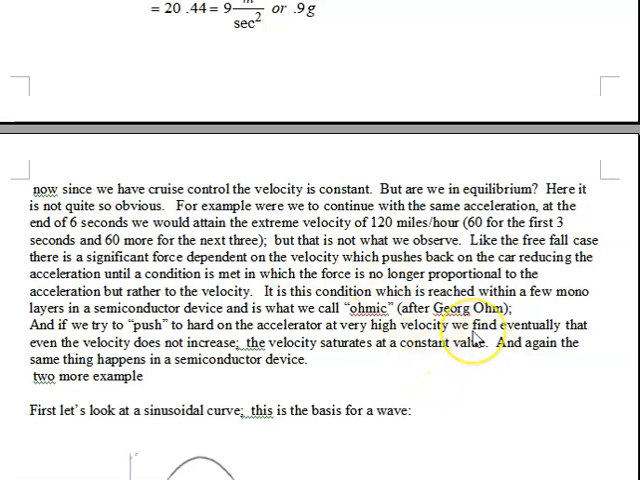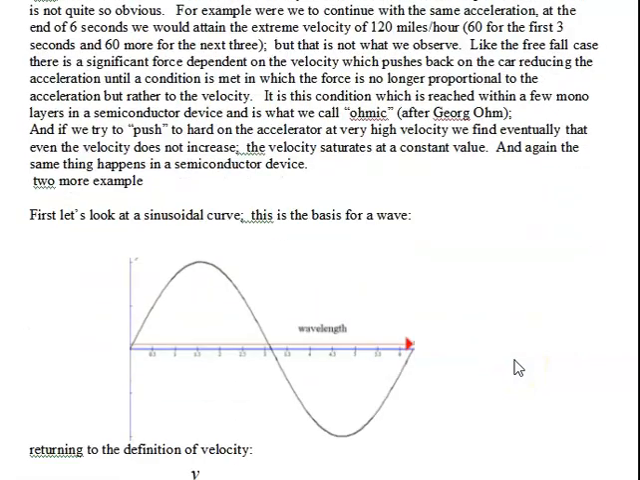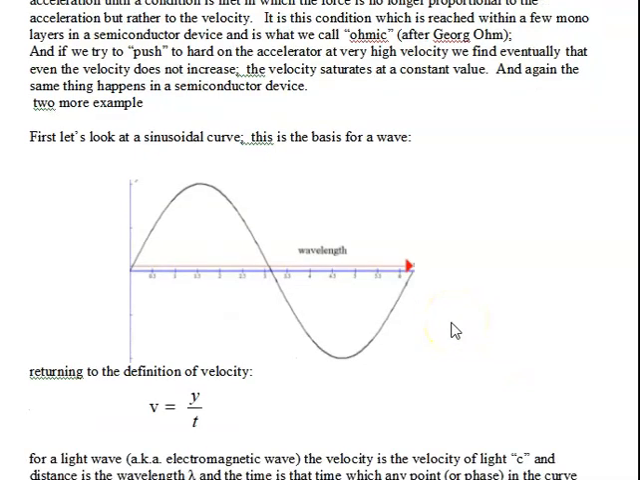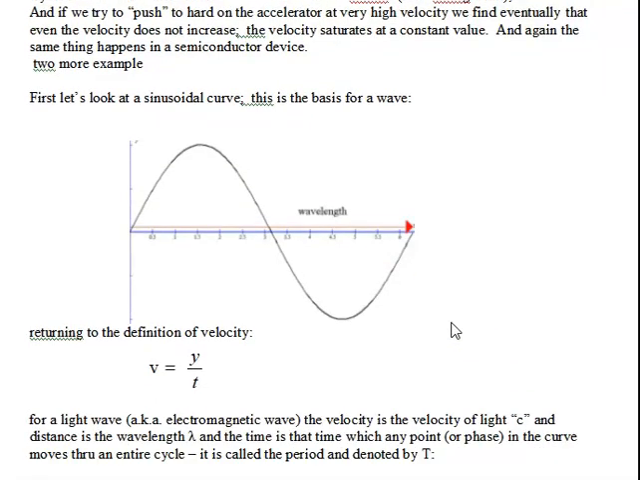And that is the model that we're going to use for ohmic conduction in a semiconductor, in silicon. Before we get to that, let's look at another example of an equation which we're going to use quite a bit, which we can derive only using units, and that is a wave. And here we have a sinusoidal wave, goes up and goes down.